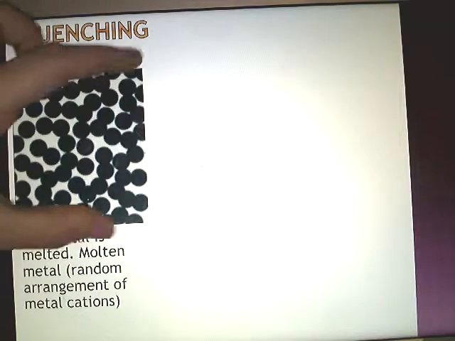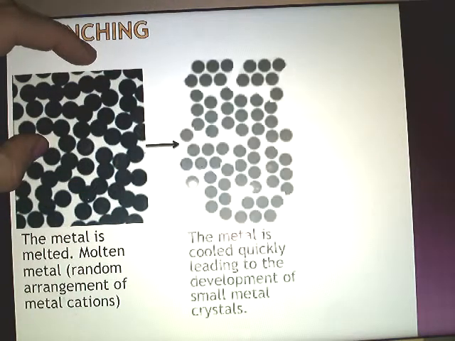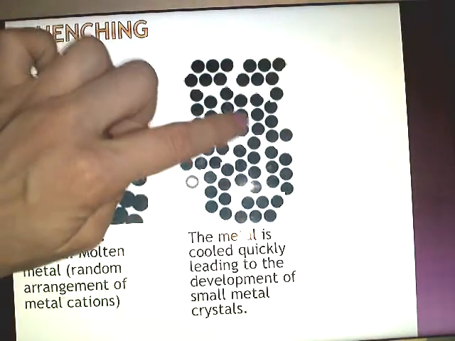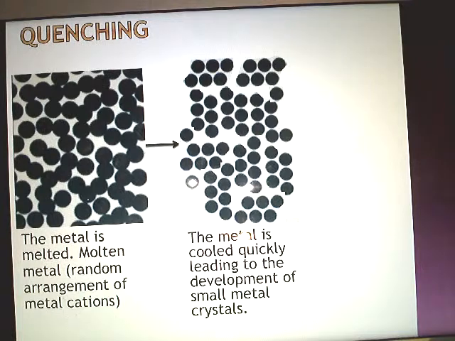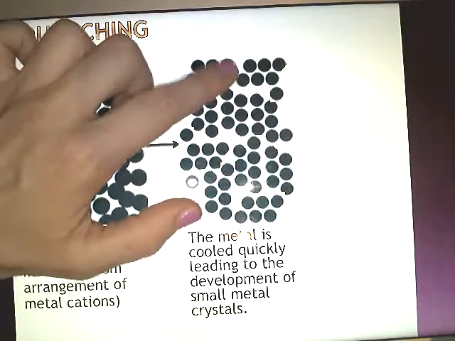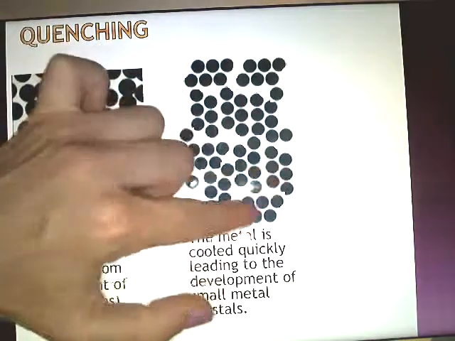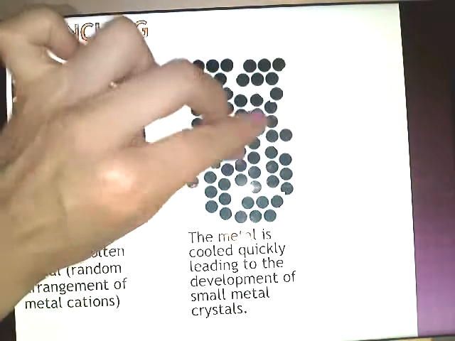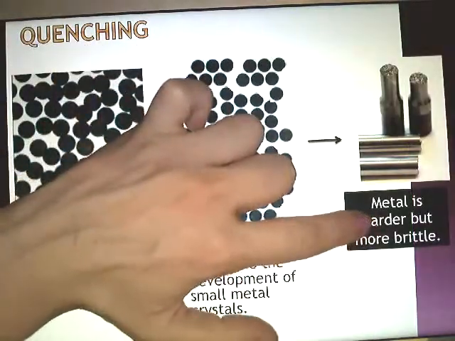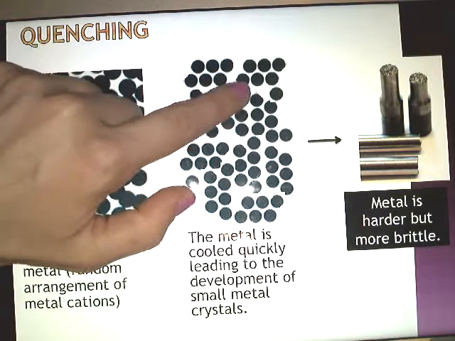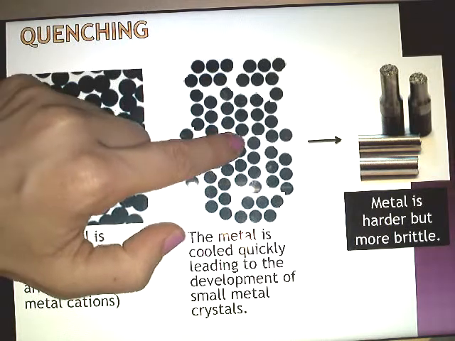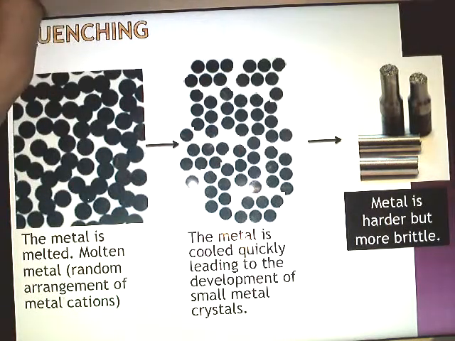When it's being quenched, the cations pull apart, but we freeze it straight away, not allowing the cations to come back together quickly, meaning that we have smaller crystals with many more gaps, but the gaps are smaller, meaning that the metal is harder and more brittle because it's got more interfaces between the metals, more points of weakness. Okay?